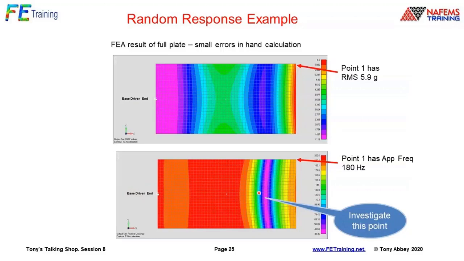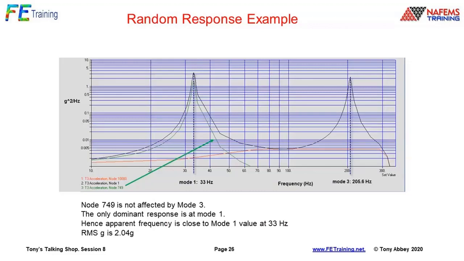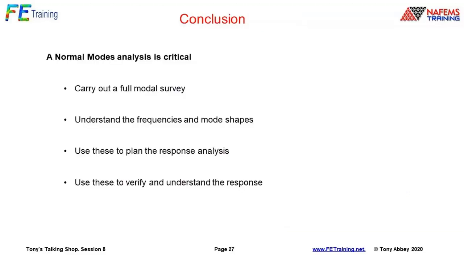So it all ties up. There's no interest in mode 3 there. It's all dominated by mode 1. We can see the apparent frequency doing that, and the RMS is down to 2. So this type of investigation, why are we getting that low RMS value in that region? Again, very powerful. If I know nothing about the normal modes, then basically I'm kind of flying blind there. So hopefully some examples to show why I would want to do a normal modes analysis, a modal survey, essentially, as an essential part of any kind of frequency response.